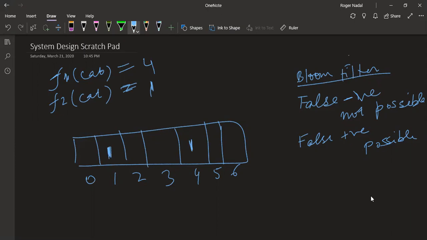Now let's call f1 on dog, for example. F1 on dog, give me something between 0 to 6, anything. 6. Okay. And f2 of dog? 0. Don't you want some collision? You are giving it too easy, but we'll change it. Okay. For now, let's do it.